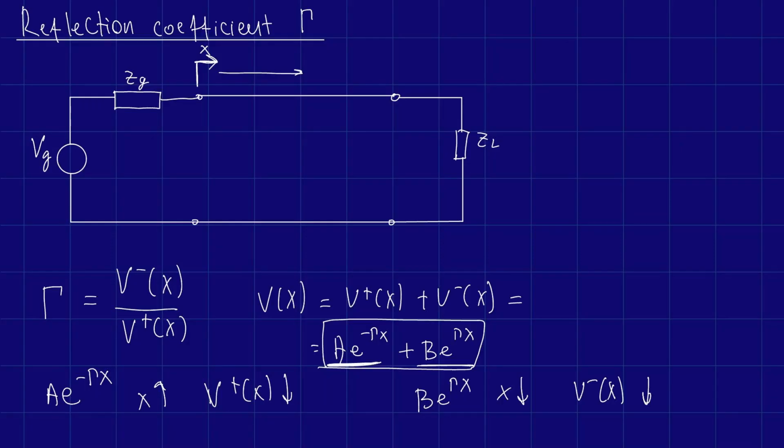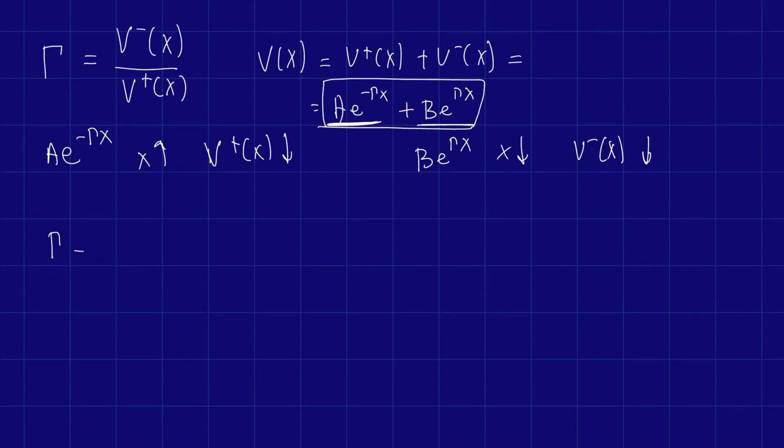So now, substituting for the direct and the reflected wave in gamma, we have gamma equals B e to the gamma x divided by A e to the minus gamma x. And notice that this right here from the denominator, we can just rewrite it as: we will rewrite B divided by A, we will rewrite e to the gamma x, and this is also right here e to the gamma x. So we'll have e to the 2 gamma x.